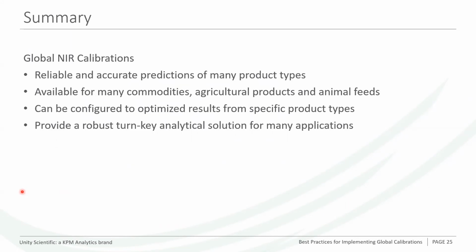So finishing off, a quick summary. Global calibrations provide reliable and accurate predictions for many product types. They are available for commodities, agricultural products, and things like compound animal feeds. They can be configured to optimize results from specific product types. And so you can really dial them in and make sure you're getting the best results from individual products. And they provide a robust and turnkey analytical solution for many applications.